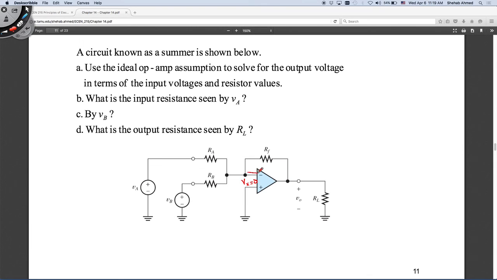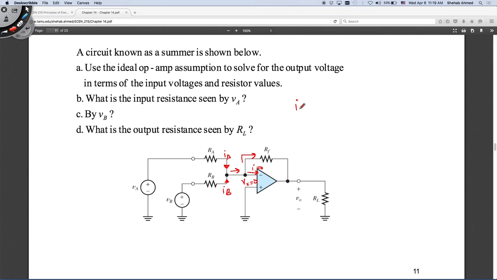And we know that for an ideal op-amp, I here is equal to 0. All of these things we know. What does this tell us? It tells us that this current here is equal to this current here. Great. Now, what is this current here? This current here is the sum of this current and this current. So this current is IA and this current is IB.